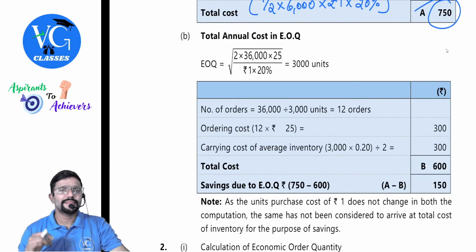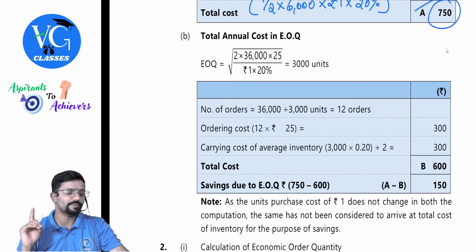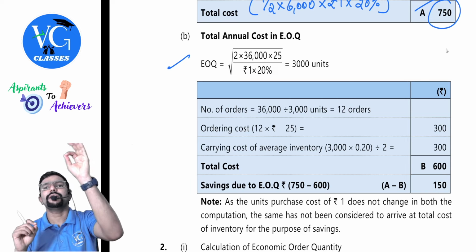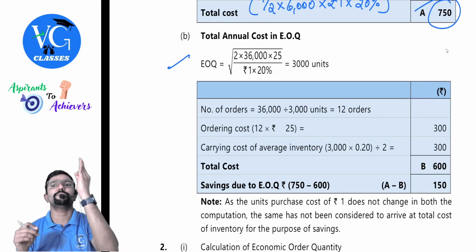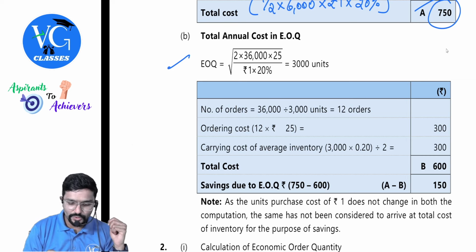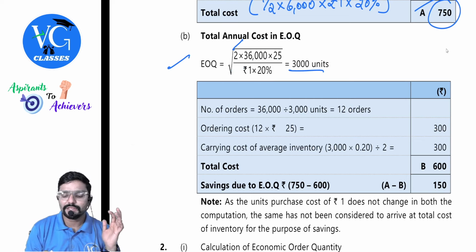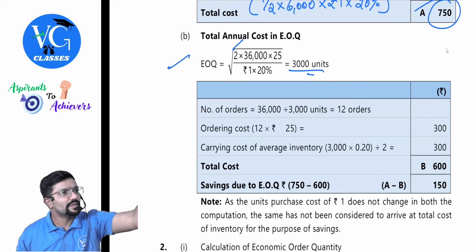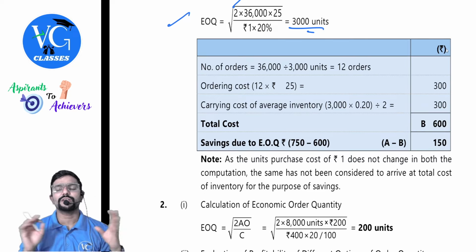Okay, sir. Now, they have also asked what would be the difference in cost when you are following EOQ. So, first let us calculate EOQ. What is the formula? Square root of 2 into annual demand into ordering cost per order divided by carrying cost per unit per annum. Good. So, 2 into 36,000 into 25 divided by 20 paisa. How much are we getting? 3,000 units. What is it? EOQ.